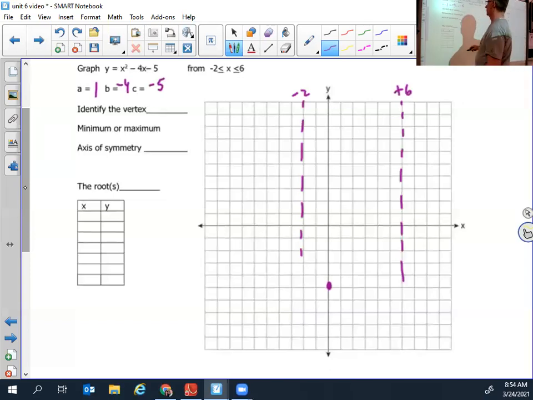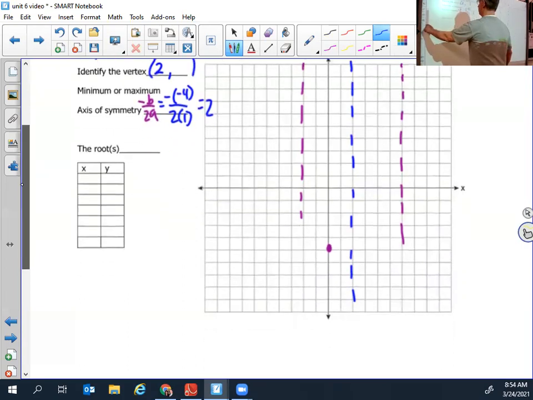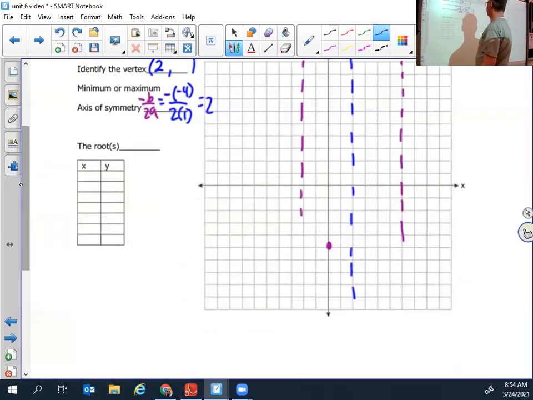But let's find out. So our axis of symmetry is at -b/2a, and that's going to give me -(-4)/(2 times 1), which gives me 2. So my axis is at 2. All right, which means that the x coordinate of my vertex is going to be at 2. I just got to figure out where that's going to be. And we're going to figure out my roots.